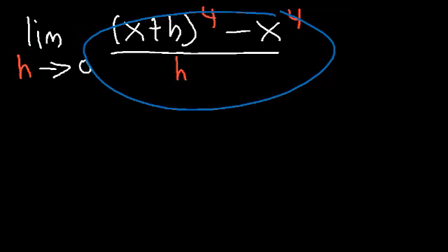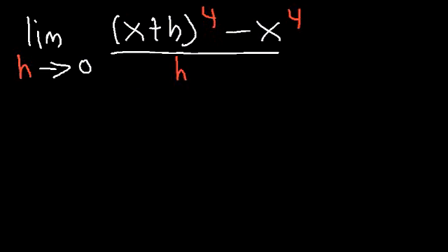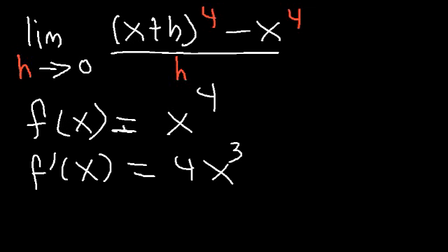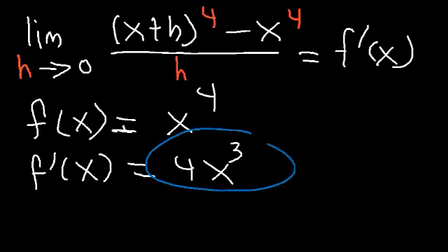In a situation like this, what you want to do to figure out the answer is identify what the original function is. The original function is what we see here. It's x to the fourth. And then simply find the derivative of x to the fourth. The derivative of x to the fourth is 4x cubed. So remember, this expression equals the derivative, so the answer is 4x cubed. So that's another way you can evaluate limits, by working backwards.